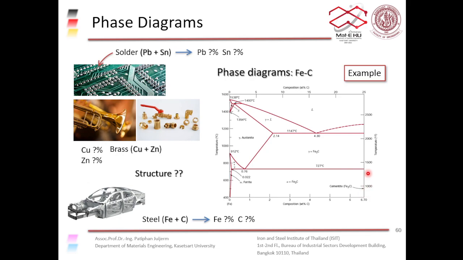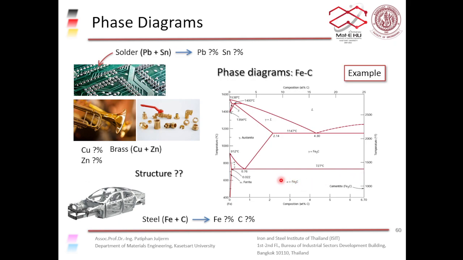The intermetallic compound for the iron-carbon system is really important. It's one of the reasons why steel is quite strong and why steel is widely used as an engineering material, right? We'll come back to these different phases a bit later on.